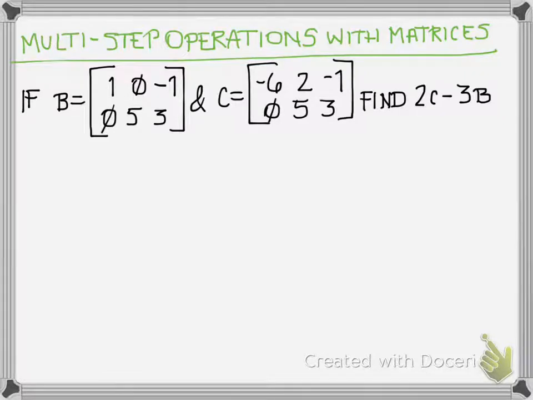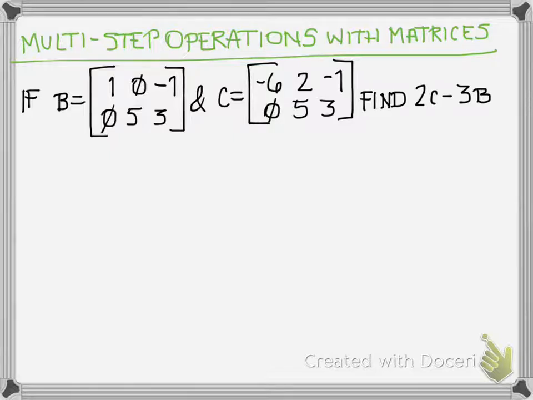So now we're going to do multi-step operations with matrices. All we're going to be doing here is basically combining our first two videos. We're going to combine the distributive or the multiplication aspect, or multiplying by a scalar, for our multiplying by a matrix rules, and then we're going to also combine that with our addition or subtraction rules.